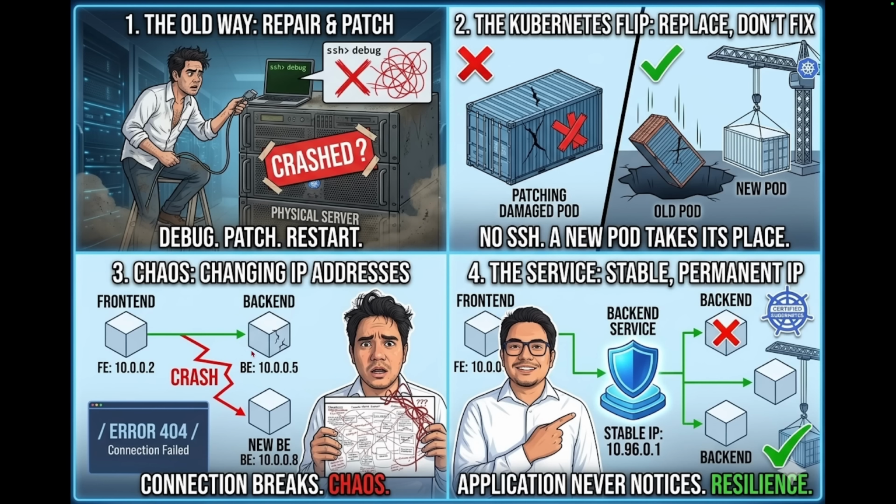Kubernetes does what it does, spins up a brand new pod, but this pod doesn't get the same IP back. It gets a completely different IP. Let's say 10.0.0.8. Your front end server, your front end, it's still trying to talk to 10.0.0.5. That IP is gone. Connection fails.